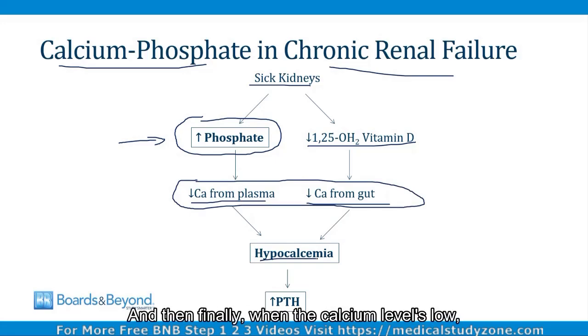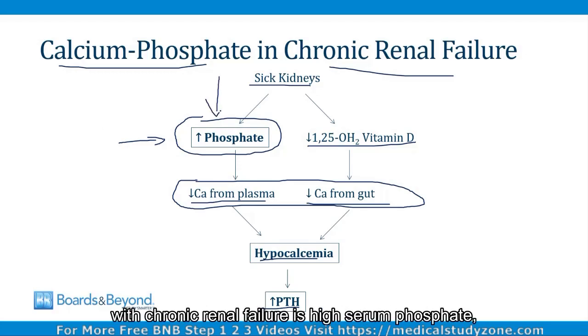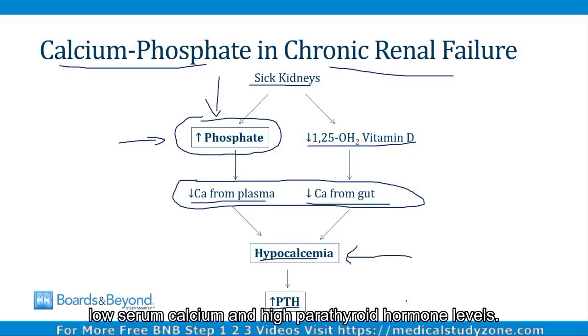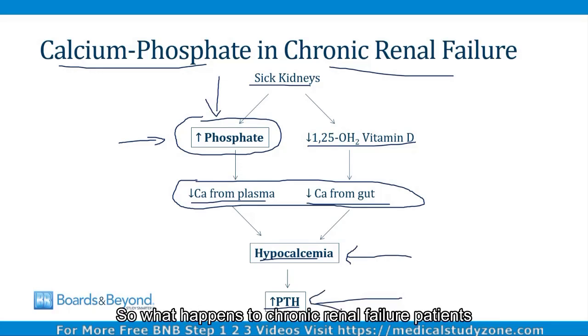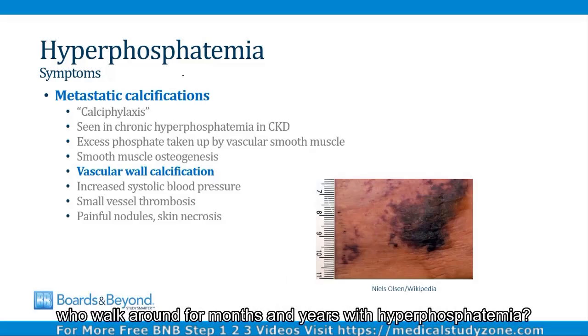And then finally, when the calcium level is low, this triggers parathyroid hormone release, and that leads to a form of hyperparathyroidism called secondary hyperparathyroidism. So the classic profile of a patient with chronic renal failure is high serum phosphate, low serum calcium, and high parathyroid hormone levels. So what happens to chronic renal failure patients who walk around for months and years with hyperphosphatemia?